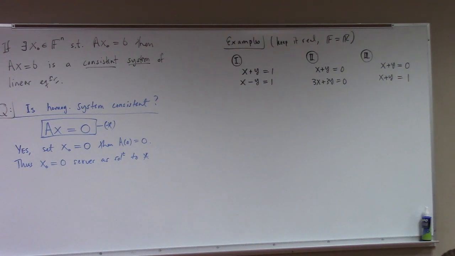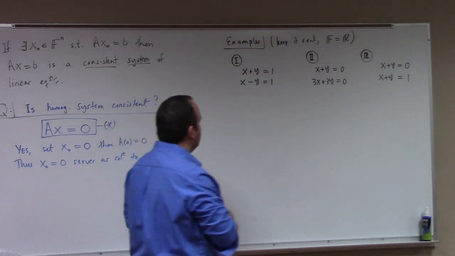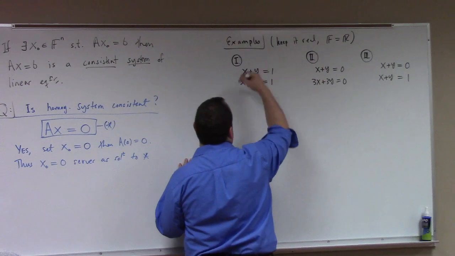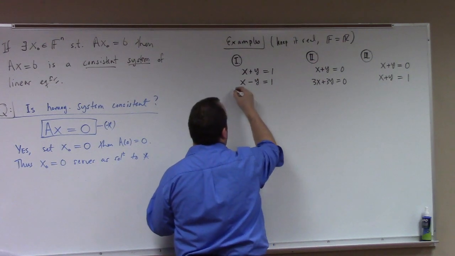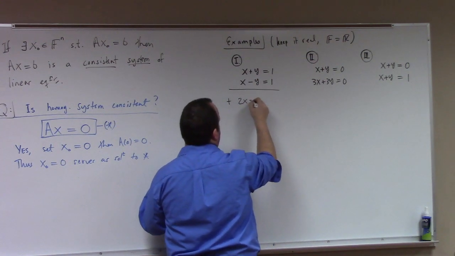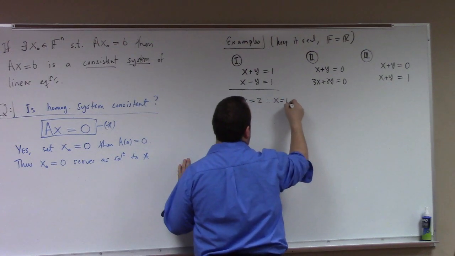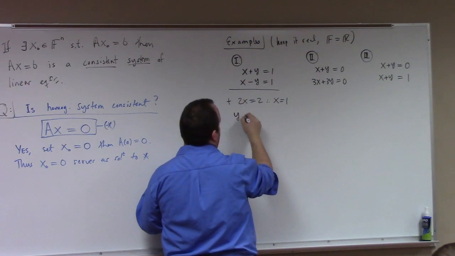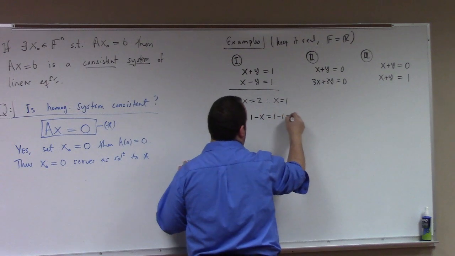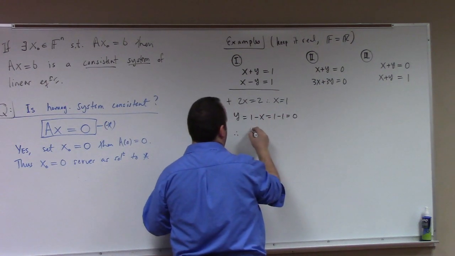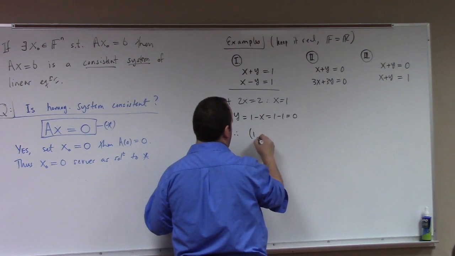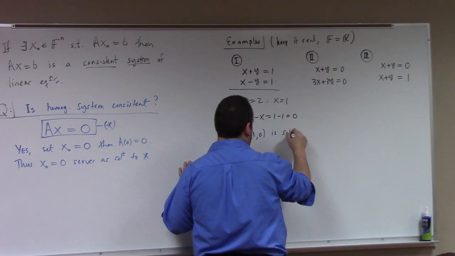So how would you solve 2 equations and 2 unknowns? Oh, add or subtract the equations? I like that. So what would happen if we add these equations? What do we get? 2x equals 2, therefore x equals 1. And then y is equal to 1 minus x, which is equal to 1 minus 1, which is equal to 0. Therefore, it looks like the solution is (1, 0).